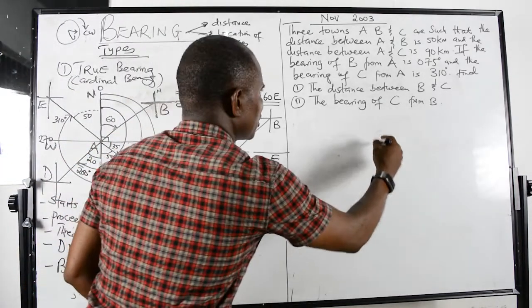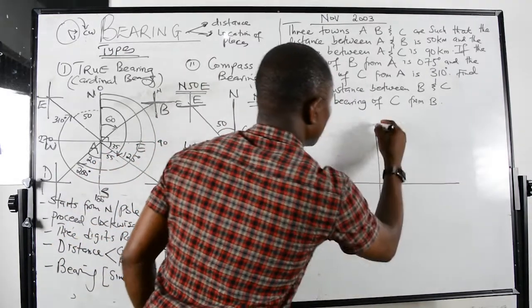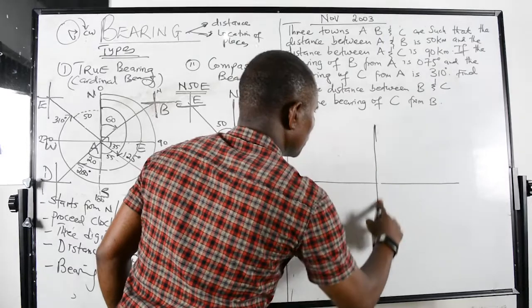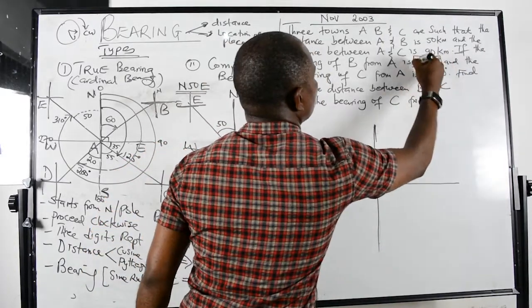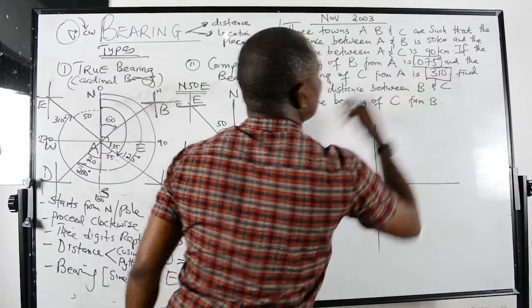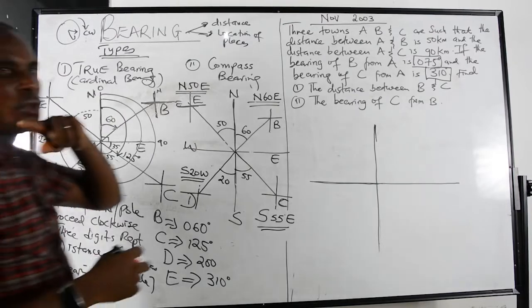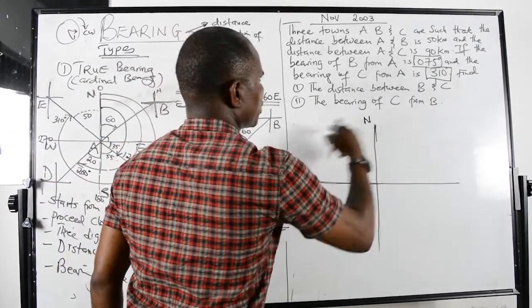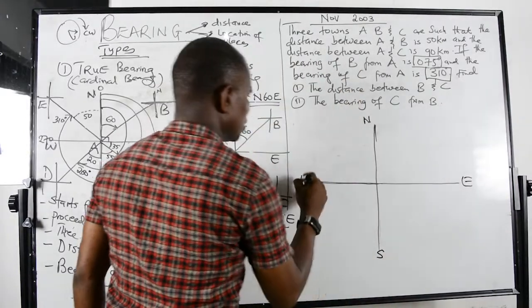So let me just draw the diagram for you here. That is it. So we now have this cardinal, this is 3-digit representation. So we are going to use the cardinal bearing or the true bearing to solve the problem. It starts from the North Pole and proceeds clockwise. This is south, this is west.